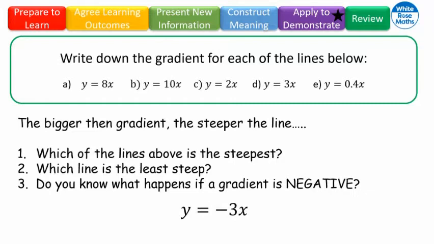So question 1. Which of the lines above is the steepest? Question 2. Which line is the least steep? And question 3. Do you know what happens if a gradient is negative? That's what I want you to have a think about. And there's an example of a negative gradient there, y equals minus 3x. So pause here and have a think about that one.